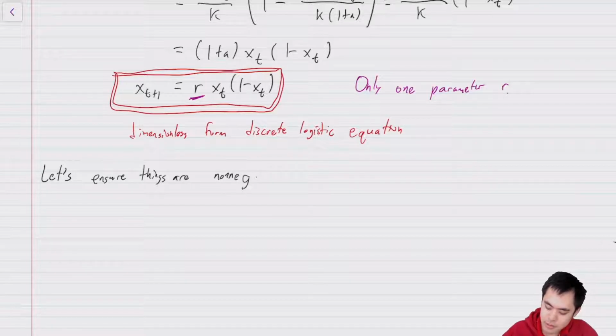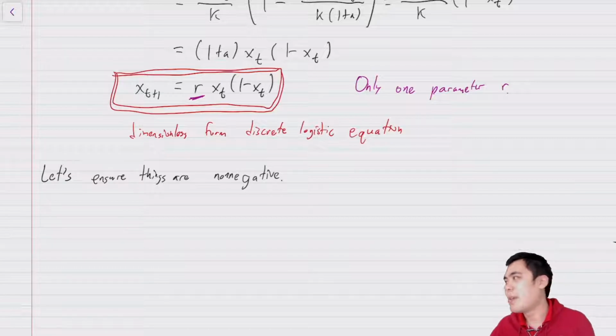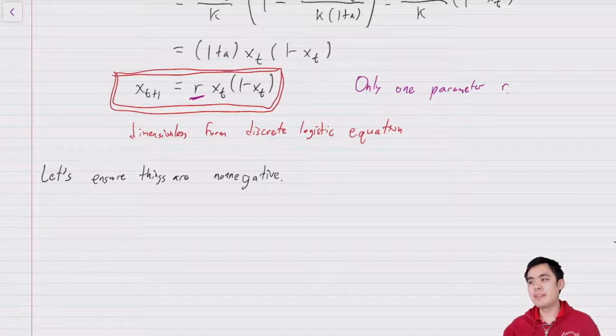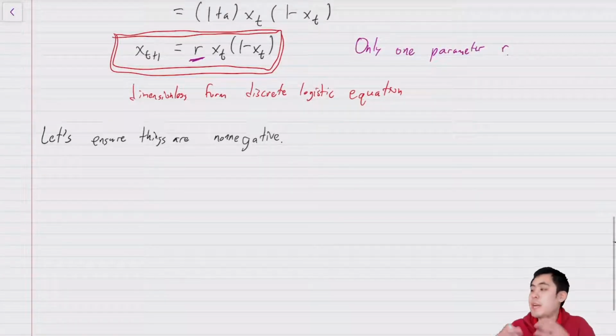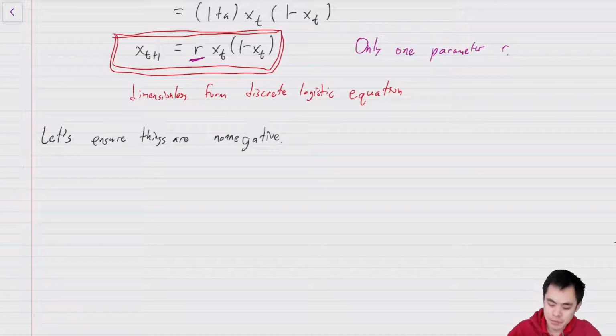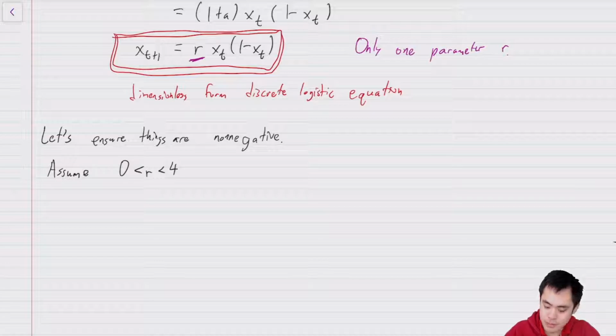Non-negative. Because you can't have a negative number of rabbits in your environment or a negative number of coronavirus cases, as much as we would like that to be the case. And so, because we're in a mathematical biology class, let's restrict our initial conditions and our parameters so that the solutions are non-negative. So, assume that 0 < r < 4, and 0 ≤ x_0 < 1.